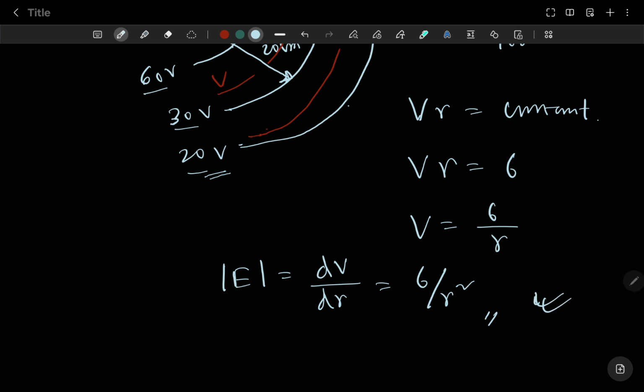Alright. You can also write like this: minus dV by dr, then you will write minus 6 by r square. I have taken the magnitude only. So E will be inversely proportional to r square, as V is inversely proportional to r.